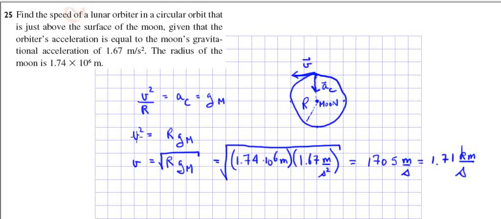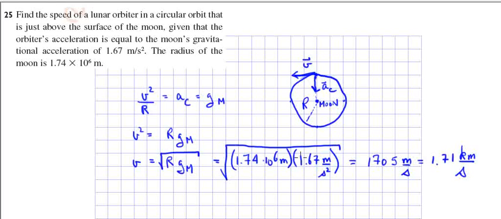v squared is equal to r times g sub m. v is equal to the square root of the product of the two. In for r goes the radius of the moon, and in here goes the gravitational acceleration of the moon.